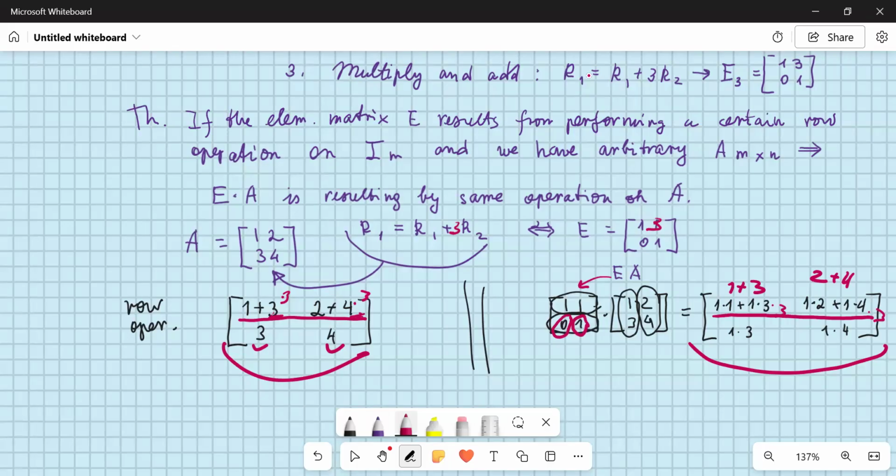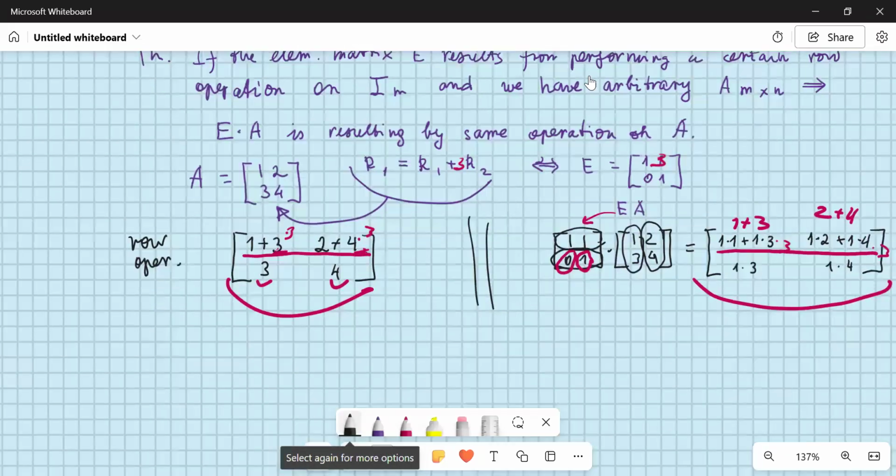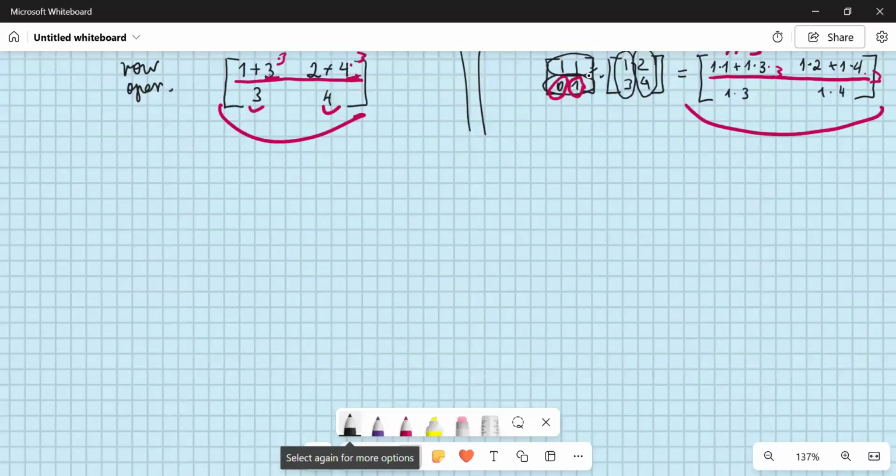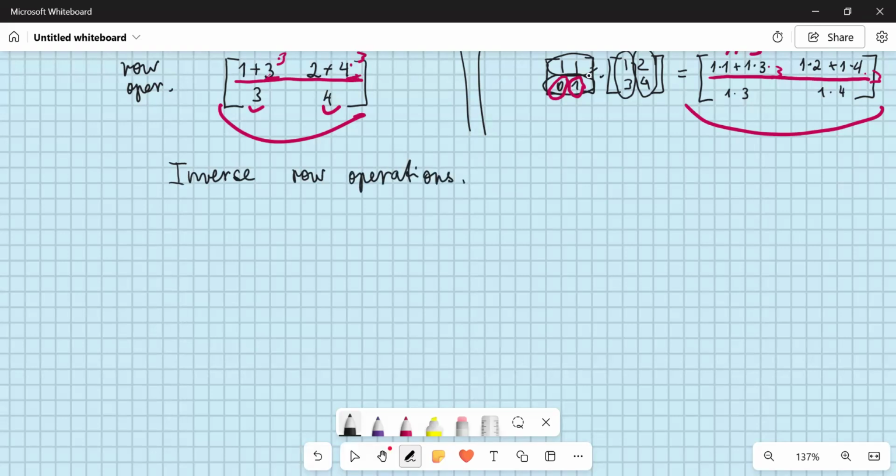But before we move to more complicated stuff, we want to talk about inverse row operations. So let me move everything up. Inverse row operations. What are inverse row operations? Well, generally, inverse row operations are kind of returning back to the original matrix.